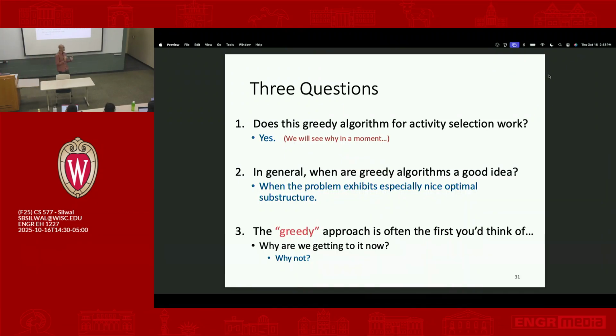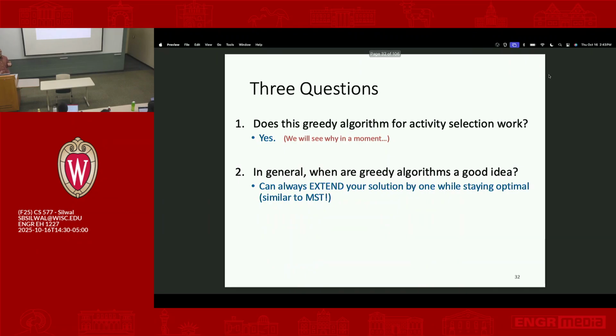In general, these algorithms are useful when your problem has a special property. It's hard to quantify what that property is, so let me give you a high-level idea. It's essentially if it's always possible to extend a partial solution by 1 and maintain the fact that it's part of some optimal solution. That's what happened for minimum spanning tree. If I have a partial tree that's part of some minimum spanning tree, there's always a way to extend it by 1 so that it continues to be part of some optimal minimum spanning tree. And that's essentially when greedy algorithms are good: you can extend your solution by 1 and still maintain the fact that you're a subset of some optimal solution.